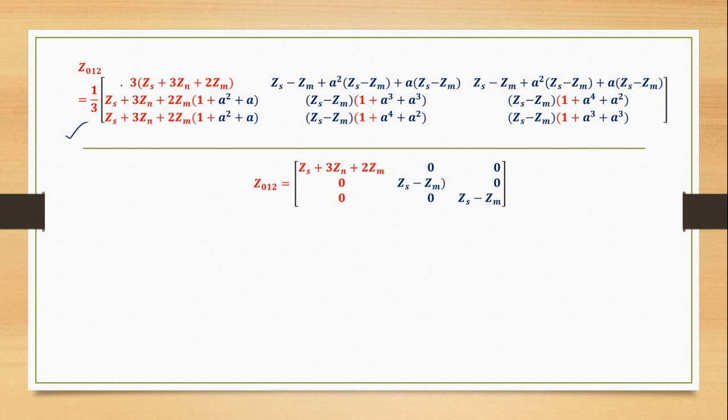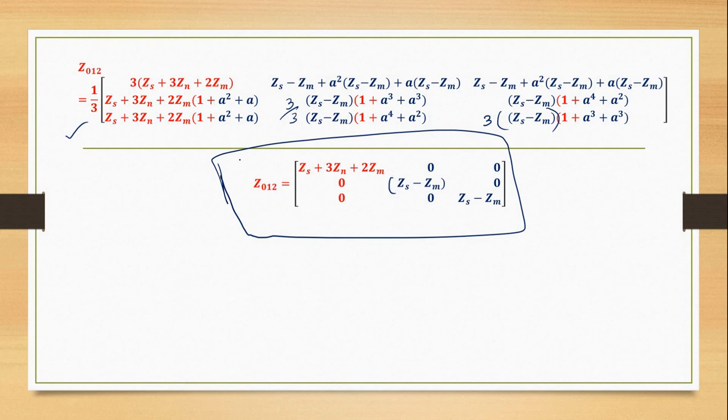Now this equation is reduced as Z012 is Zs. Already 1 by 3 is there, so the 3 gets cancelled. Zs plus 3Zn plus 2Zm. Here 3 into Zs minus Zm divided by 3, that is Zs minus Zm. Here also 3 into Zs minus Zm divided by 3, that is Zs minus Zm. This is the final equation for Z012.